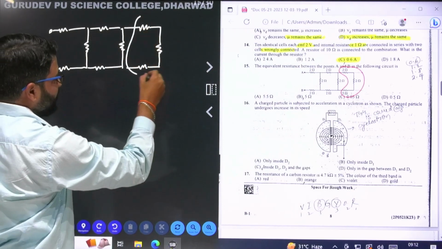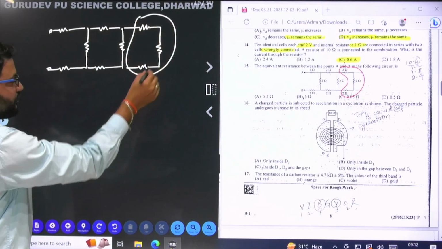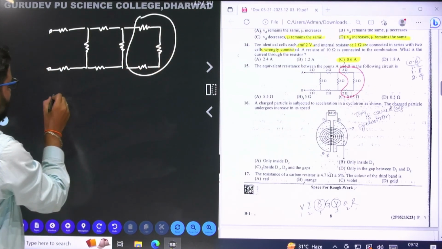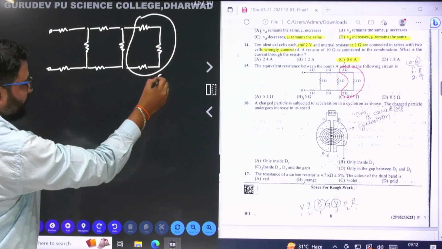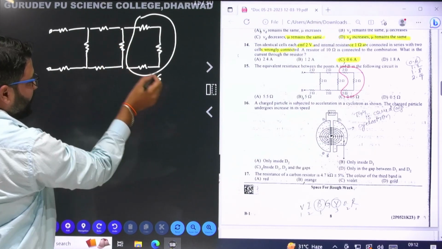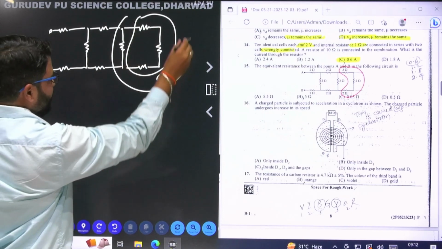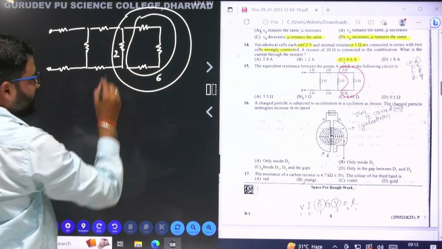First of all, I'm going to take this whole bunch, and the value of this one comes out to be 2 plus 2 plus 2. Because they are in series, you will get 6 as the value. So further, if you try to take this, the value of this one is 6. Now this 6 is in parallel with this 2 ohm resistor.